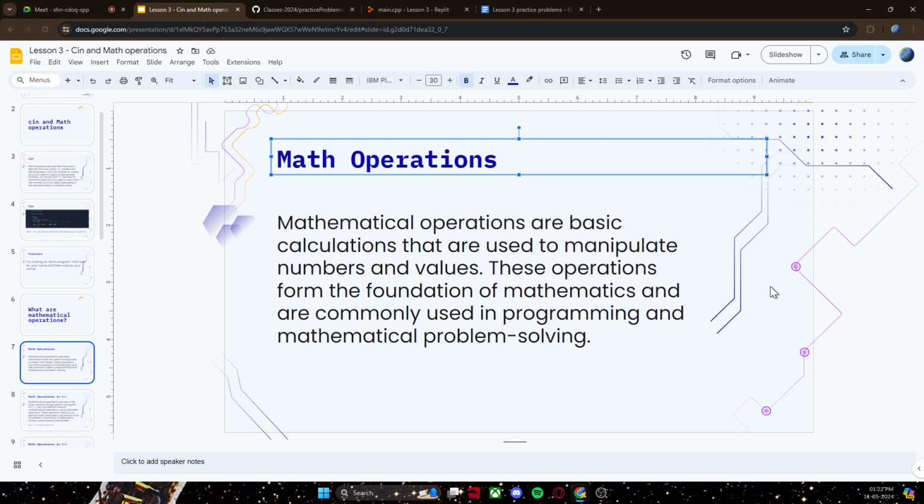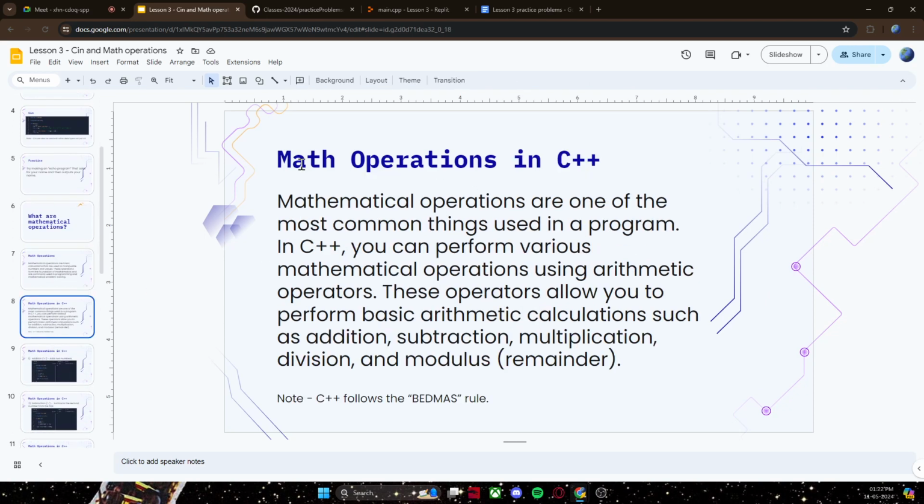So math operations, as you guys probably know, are your basic operations like addition, subtraction, and anything you'd use to manipulate numbers. In C++, mathematical operations are one of the most common things used in a program. You can perform various mathematical operations using arithmetic operators. So these would be your addition, subtraction symbols, and all that stuff. These operators allow you to perform basic arithmetic calculations such as addition, subtraction, division, and modulus, which is remainder. We'll look at it soon. And yeah, it's all basic.